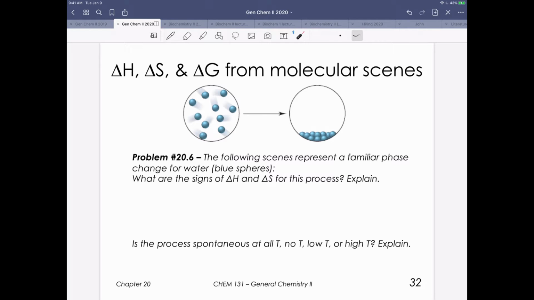See if you can name the phase change that's going on, and then think about the signs of enthalpy and entropy for this process, and then predict which of those four situations we're going to have. Is it always spontaneous, never spontaneous, or spontaneous at either low or high temperatures? Go ahead and pause the video and walk through this thought exercise, thinking about enthalpy, entropy, and free energy.